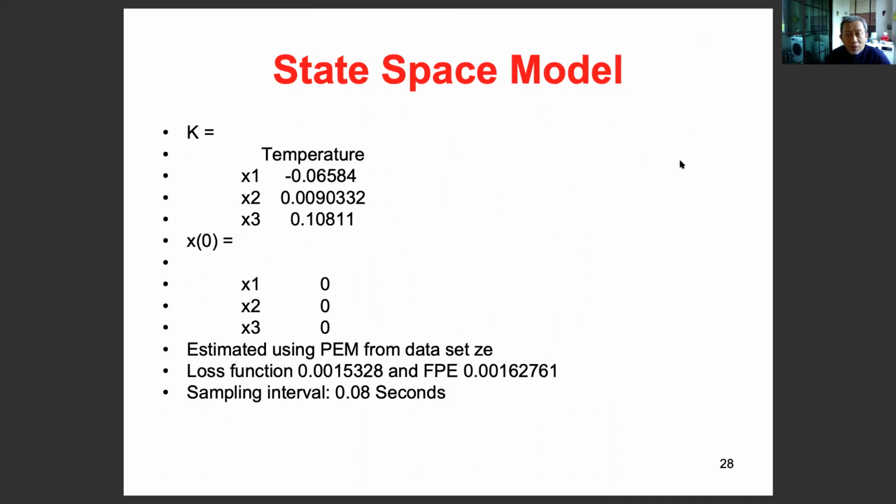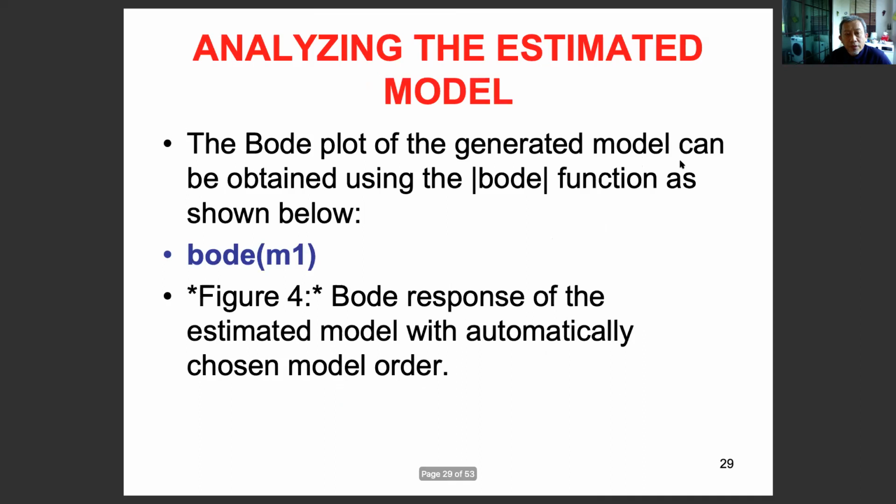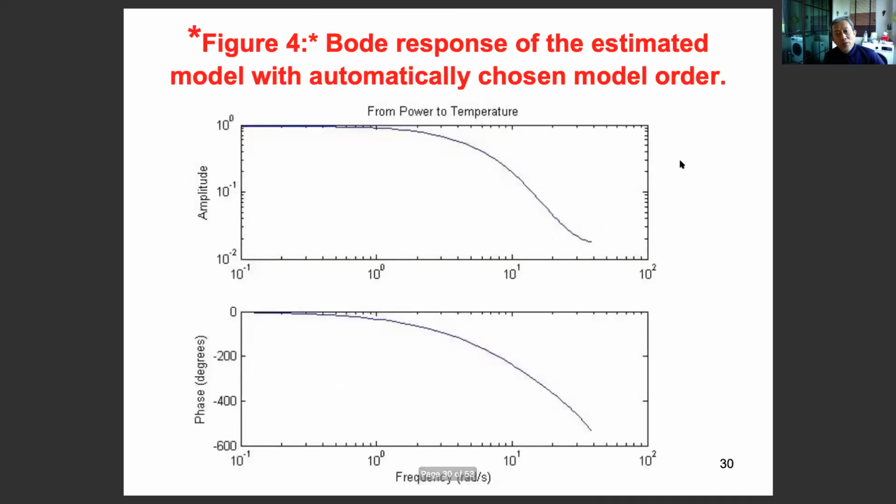So state space model also not included in our scope, so I ignore it. I focus on the transfer function model. Then we can analyze the Bode plot. Okay, so the Bode plot is shown here. So from the observations, you can see that it is a second order system.